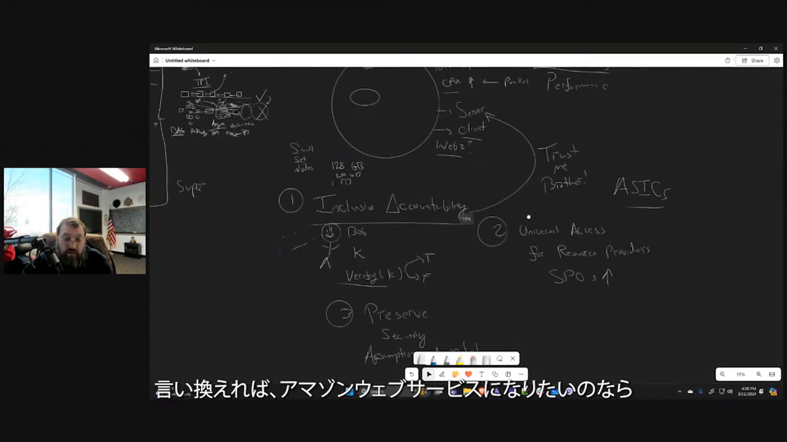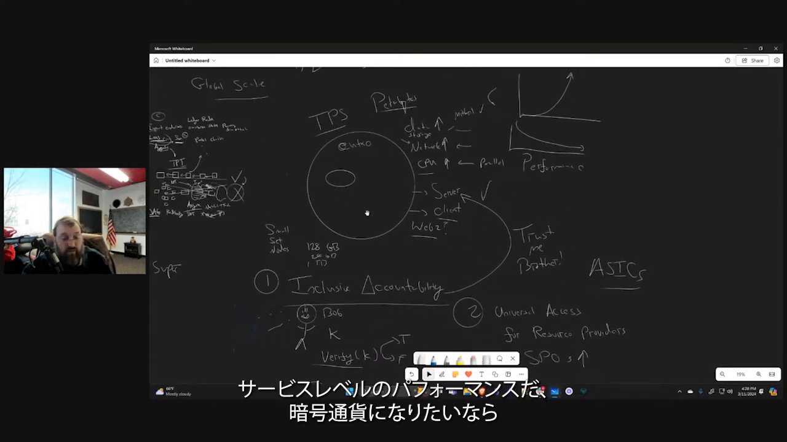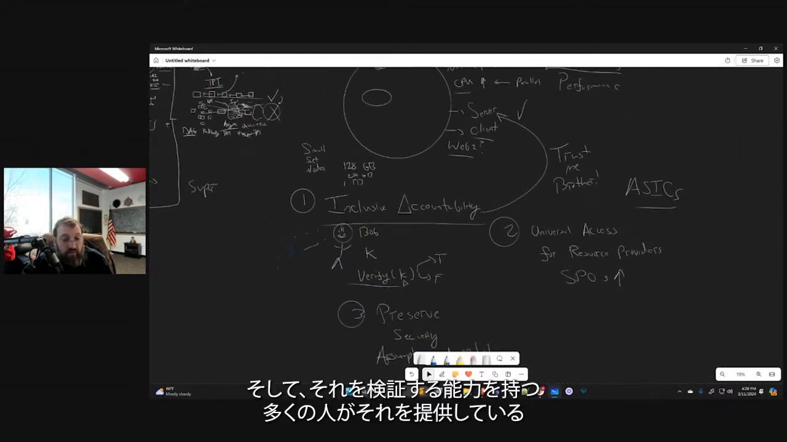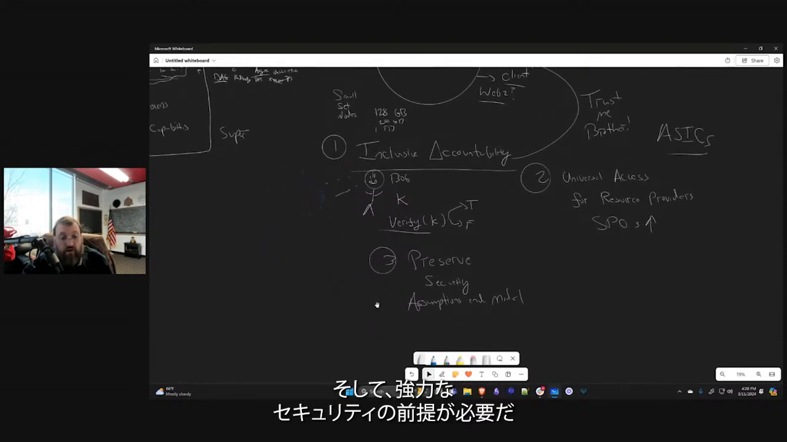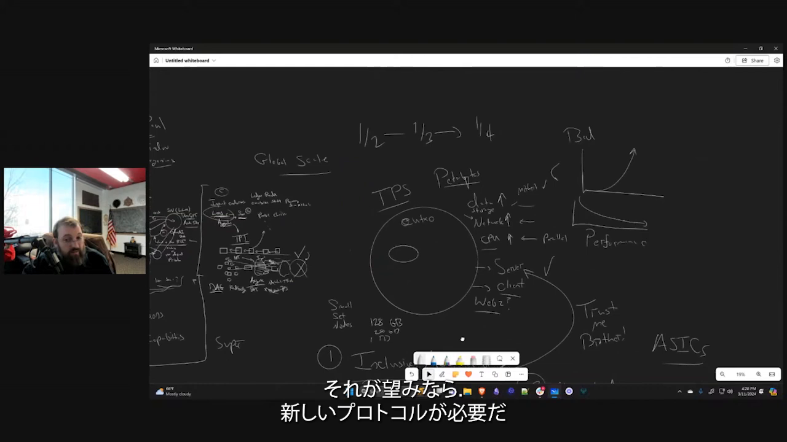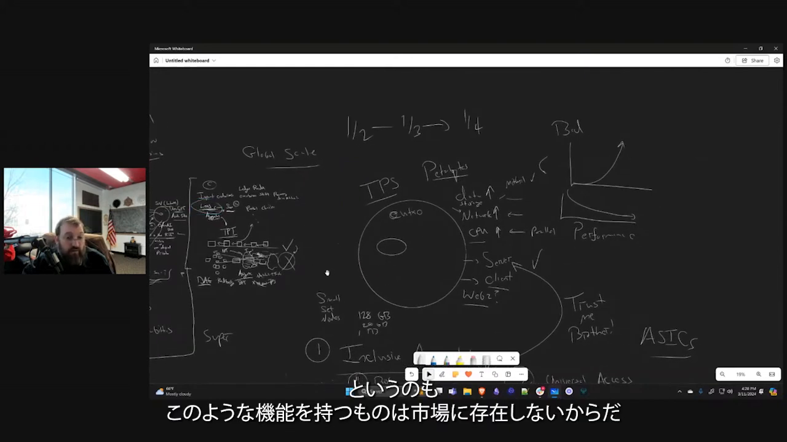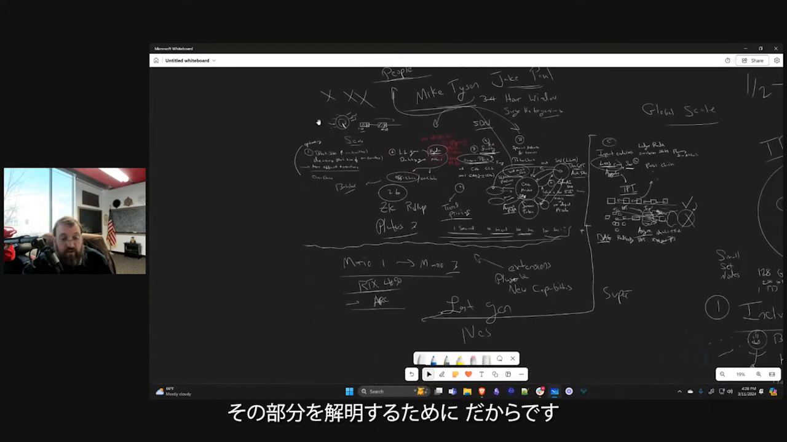In other words, if you want Amazon Web Services level performance, if you want to be a cryptocurrency that follows Satoshi's vision and has your ability to verify, with lots of people providing it so it's very decentralized as measured by EDI, and you want to have strong security assumptions, well, if that's what you want, you have to have a new protocol, because there aren't any on the market that have these capabilities. And the good news is that a lot of scientists have spent quite a bit of time looking at this whole thing to figure that part out.